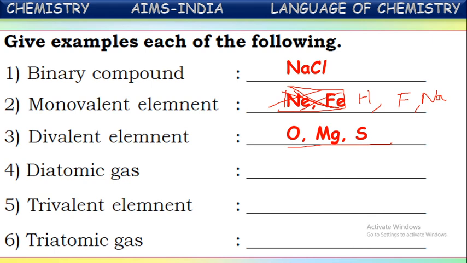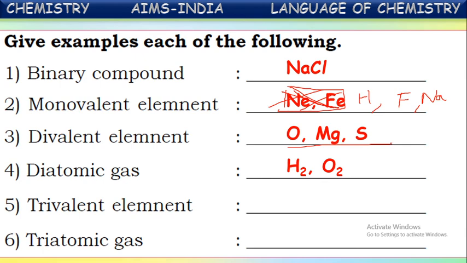Next, diatomic gases. Diatomic gas means the gas which is having two atoms in its molecule is called diatomic gas. Can you give an example for diatomic gas? See here, hydrogen. In this molecule of hydrogen, there are two atoms of hydrogen. So it comes under diatomic gas. Even oxygen also has two atoms in its molecule. These are all coming under F2, Cl2, N2. These all are diatomic gases.